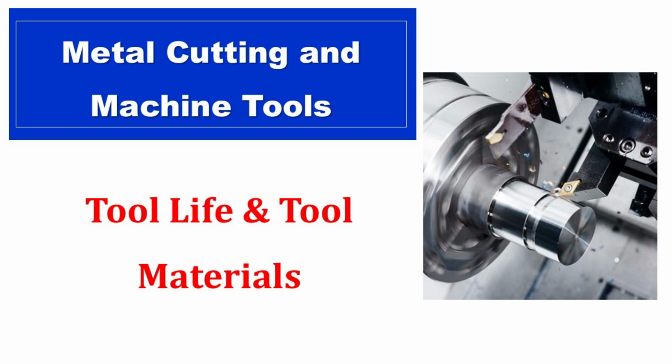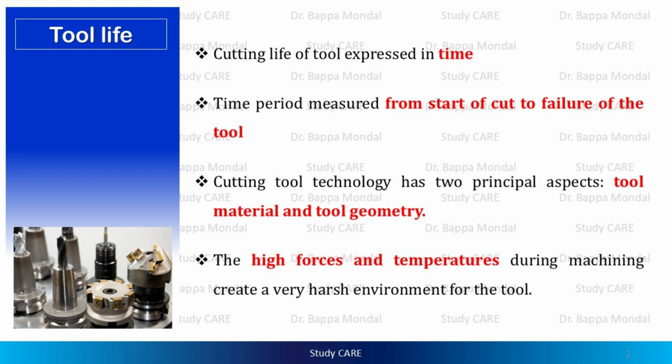In this video, we will discuss tool life and tool materials. Cutting life of tool expressed in time. Time period measured from start of cut to failure of the tool. Cutting tool technology has two principal aspects: tool material and tool geometry. The high forces and temperatures during machining create a very harsh environment for the tool.